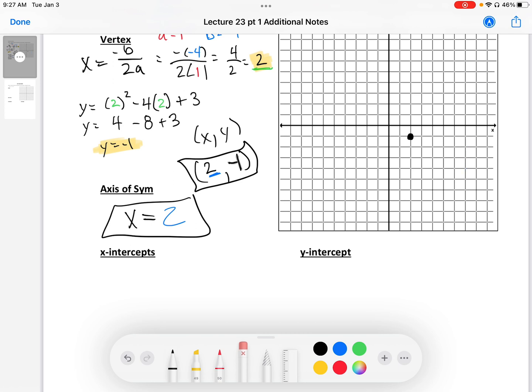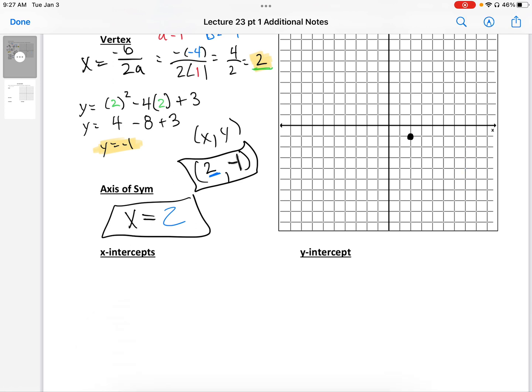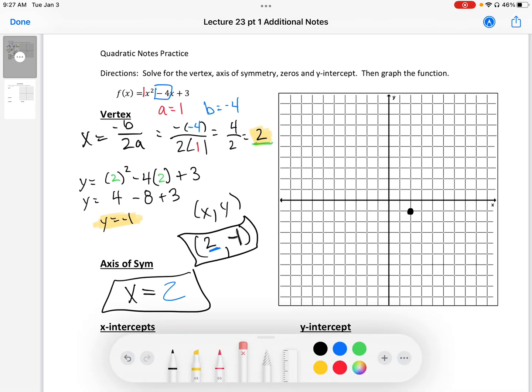Okay? So now, with our graph here, we have found our vertex. Our vertex was at 2, negative 1. I now know that my axis of symmetry is going to be this dashed line, and whatever's on the left side of this is also going to be on the right side. And we can label our axis of symmetry x equals 2. All right? And that is the first part of this. Next video, we'll go over how to find your x and y intercepts, and then we will finish this graph.